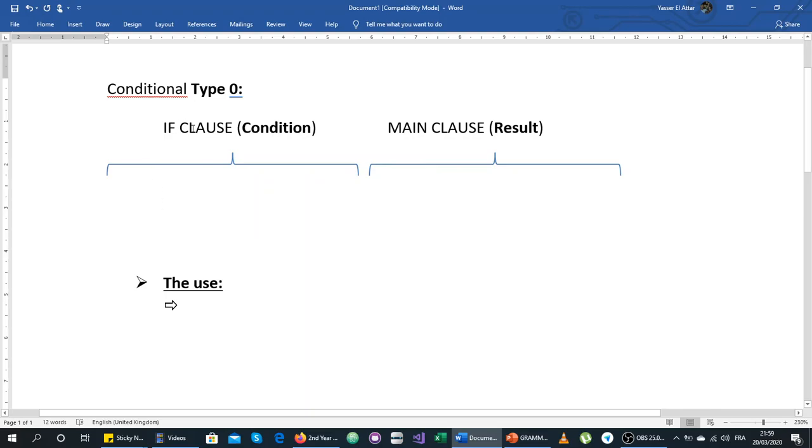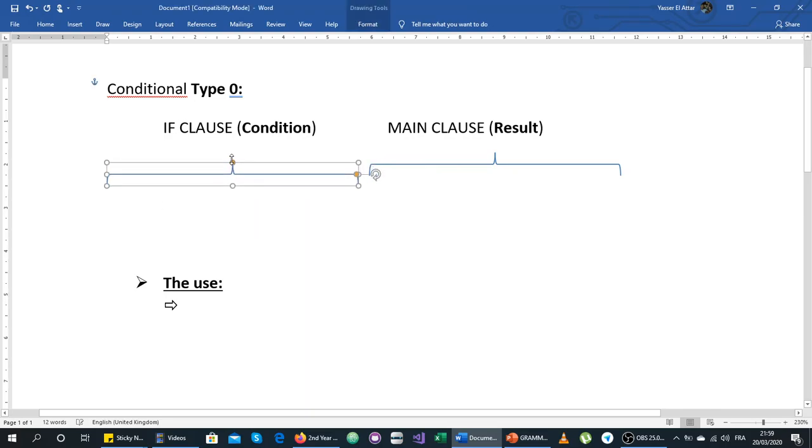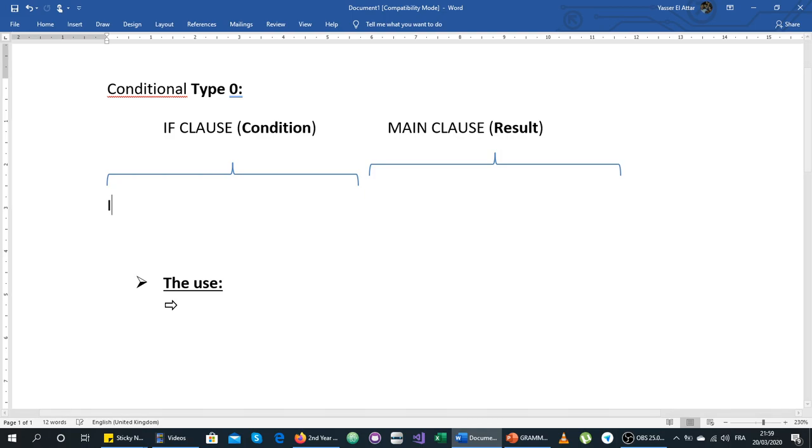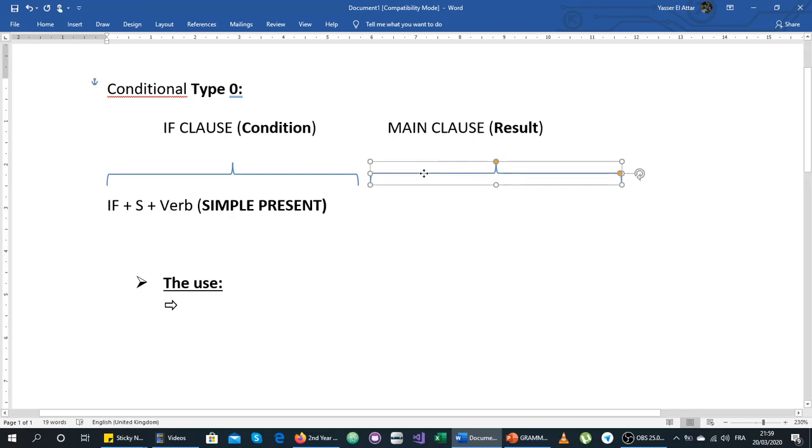So we go to the structure of the if clause for the conditional type 0. What is the structure? For the if clause, it starts with if, and then we have the subject, and then the verb. And the verb, pay attention, we conjugate it in the simple present. The verb has to be in the simple present. That's very important for the conditional type 0 only. And then we have a comma, and the comma is very important.